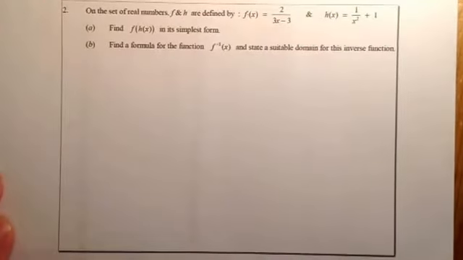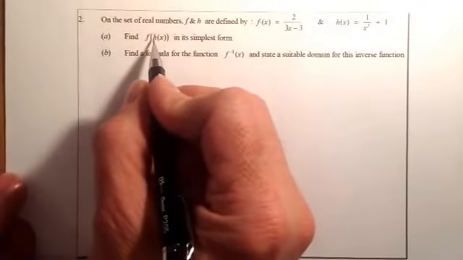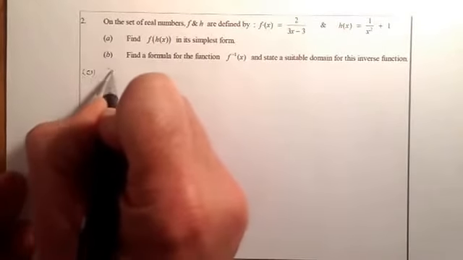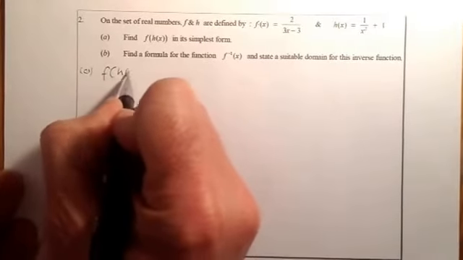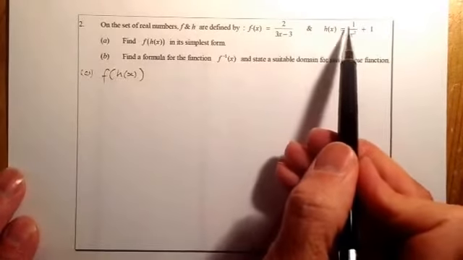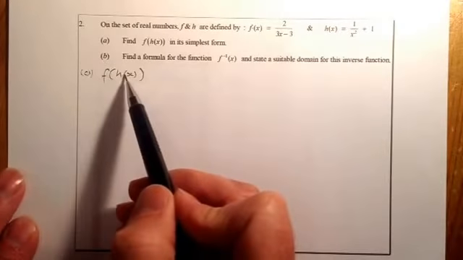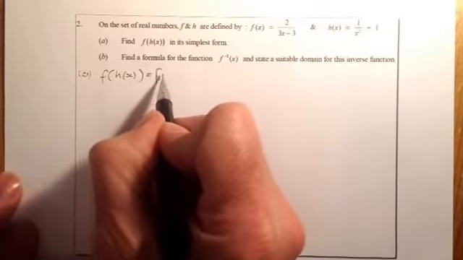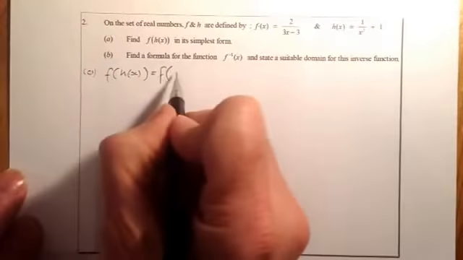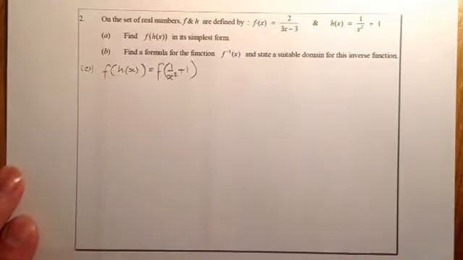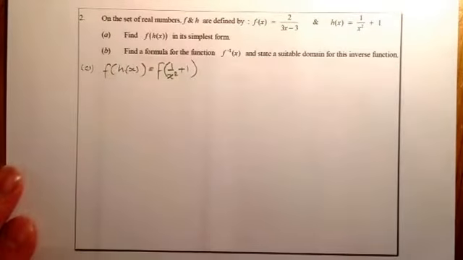Right, so I'm going to start just by writing this part down here. So for part A, I've got f of h of x, and the first thing I'm going to do is substitute the h function into there. That's the first thing I'm going to work on. Right, so from here I've got f of, and the h function is 1 over x squared plus 1. And that should be my first mark in this type of work here.